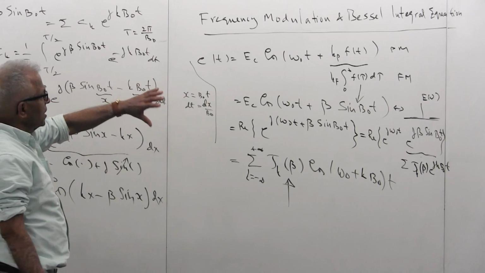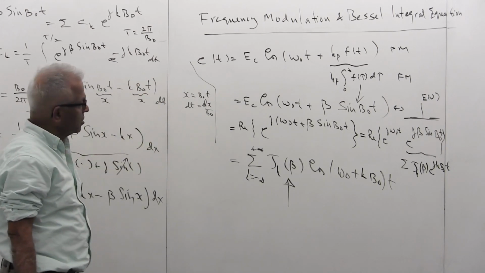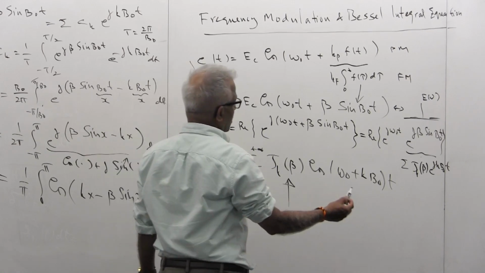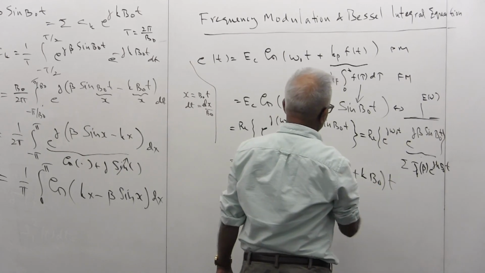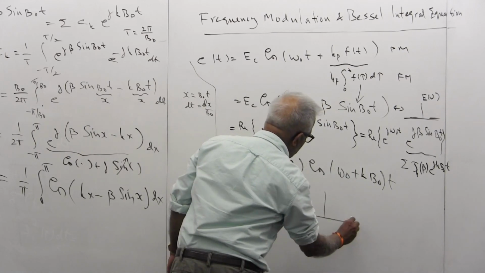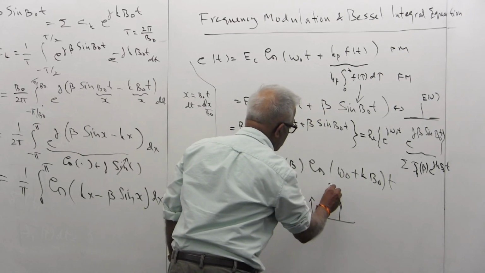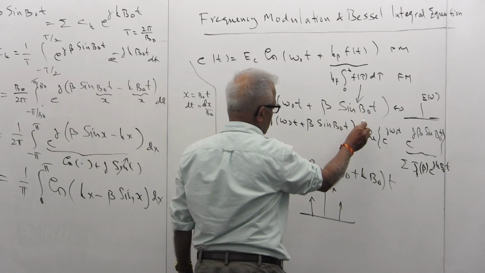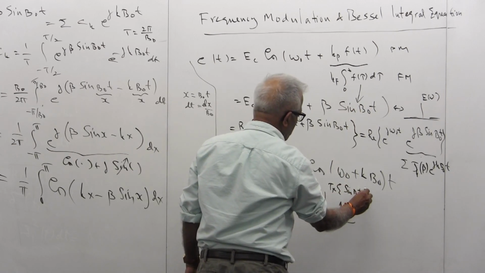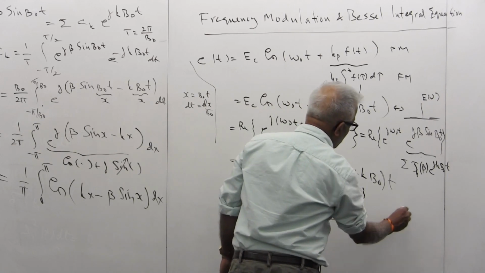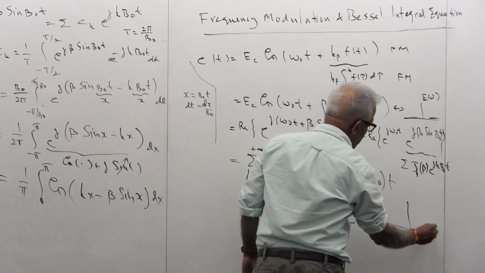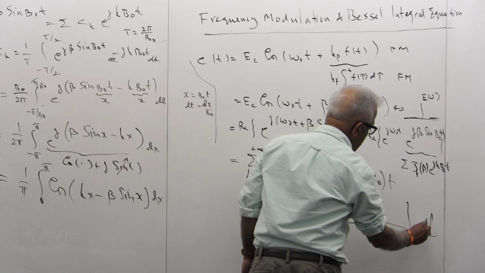Generally in electrical engineering, this is the way things are analyzed. To complete this line of thought, we will see that even though the original signal is just a single tone, a Fourier transform of sine b naught t or cos b naught t, when you do the FM, there are lots of components. In fact, all components around omega naught.